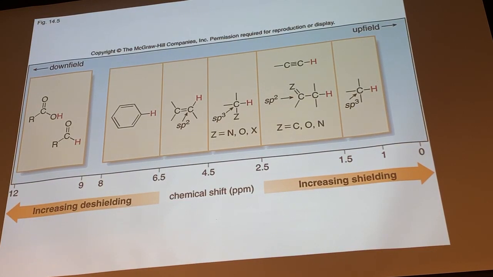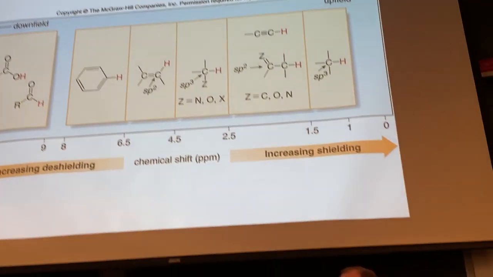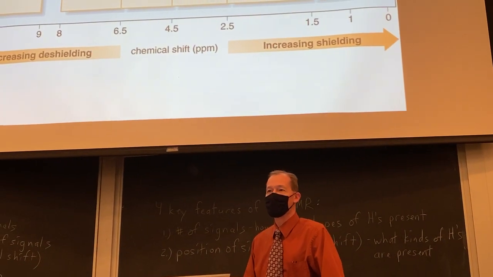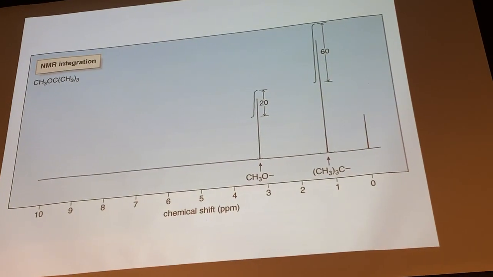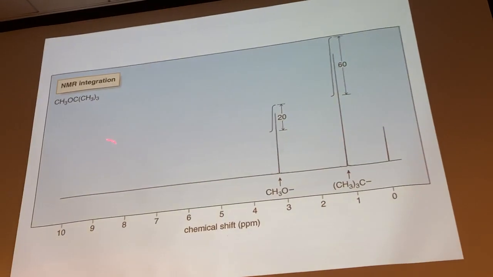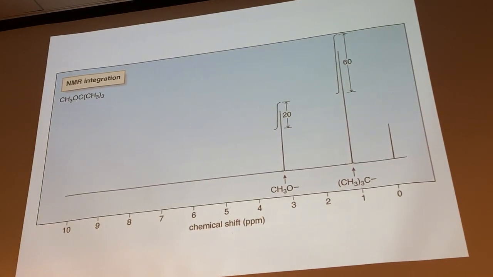Okay, the last thing we're going to talk about in today's lecture is the area under the peaks, or the integration. The intensity of the peaks is directly proportional to the number of hydrogens represented by those peaks. So in our sample molecule, tert-butyl methyl ether, we have 3 times as many hydrogens in the tert-butyl group as we do in the methoxy group, so we have a 3-to-1 ratio. The integration data can be shown in different ways, depending on what kind of instrument you measured the spectrum on and the software that analyzed that data.